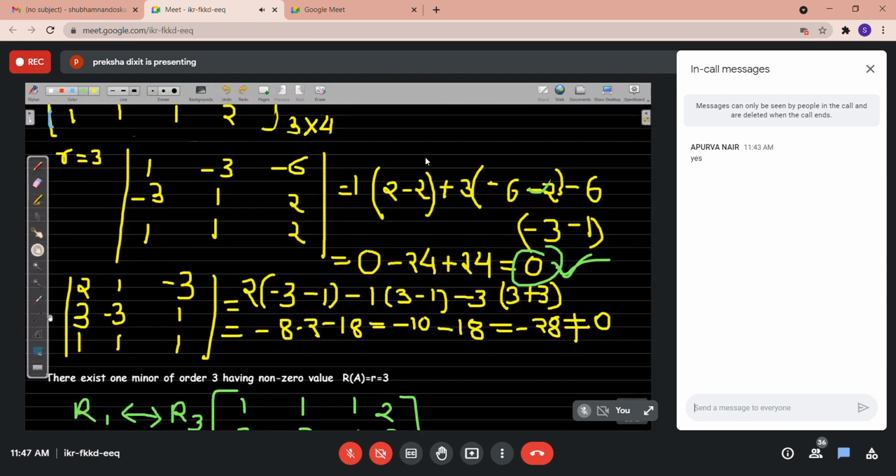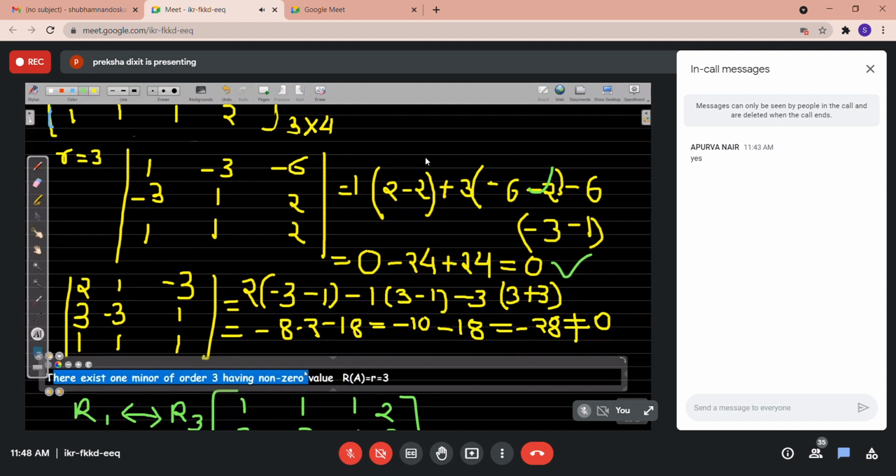See here, I have calculated another determinant of order 3 from the given matrix, and lastly from this calculation of determinant I get a non-zero value, minus 28 at the end. Once I get a non-zero value, I have a conclusion about rank to make over here. What is that? I can write that there exists here one minor of order 3 having a non-zero value.